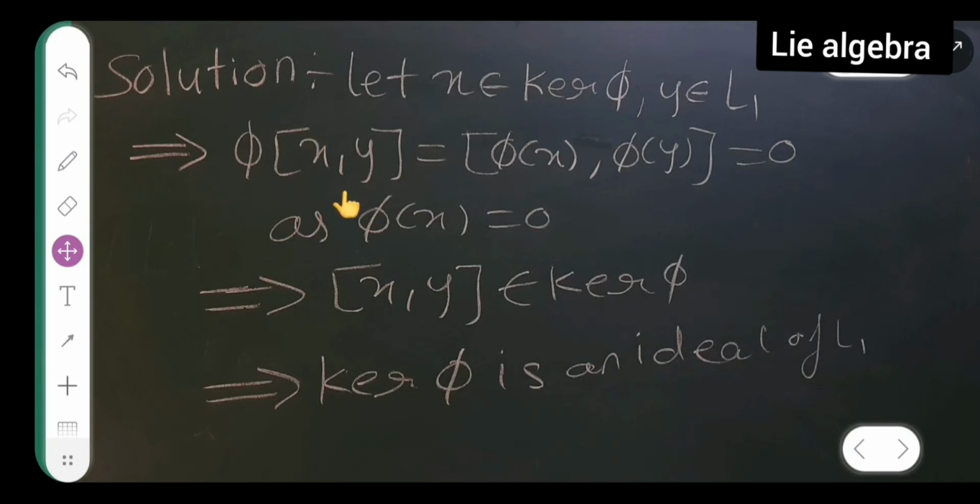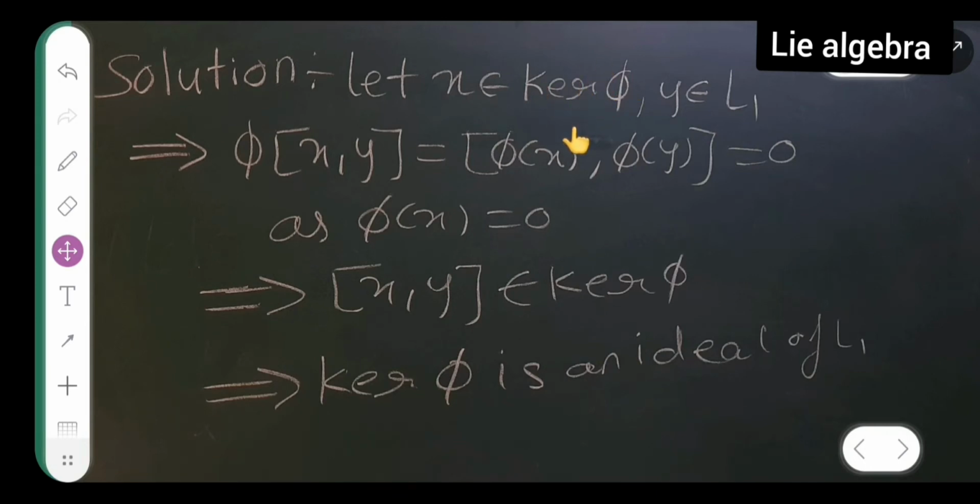Now this implies what? Phi of the bracket x comma y. I can just put those brackets, okay? So this is from what? The homomorphism definition, okay? Phi of the bracket x, y is equal to the bracket phi of x, phi of y, which is equal to 0. Now why is this equal to 0? Because of what is the kernel of phi?